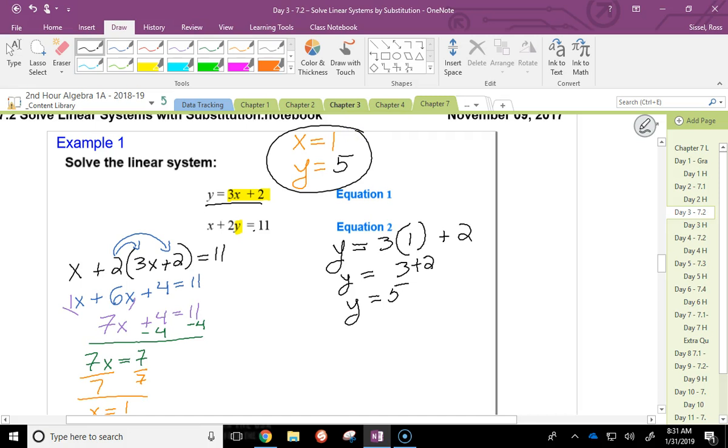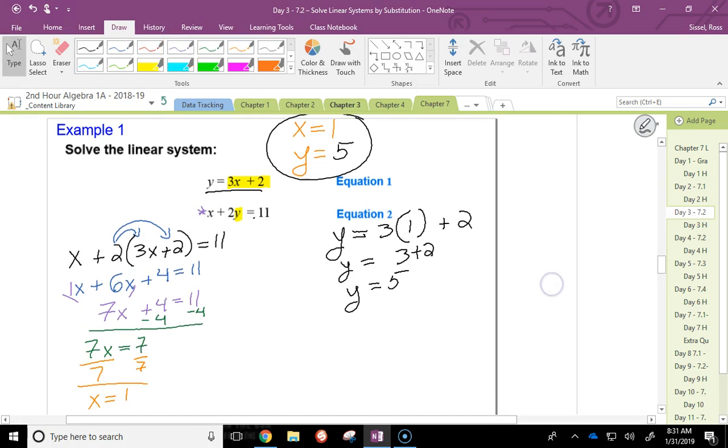Let's go ahead, I'm just going to prove something. If I were to use the second equation instead of that first one, and I would have said x was 1, 1 plus 2y equals 11, I would have subtracted 1, 2y equals 10, divide by 2, I still would have got y equals 5. So I still get the same answer, it's just I used which one I thought was easiest.